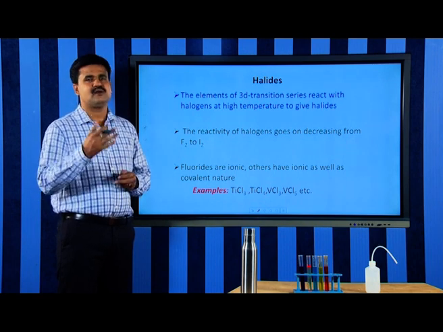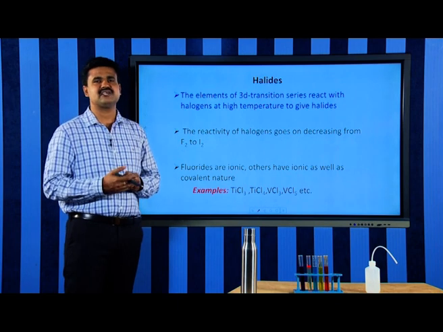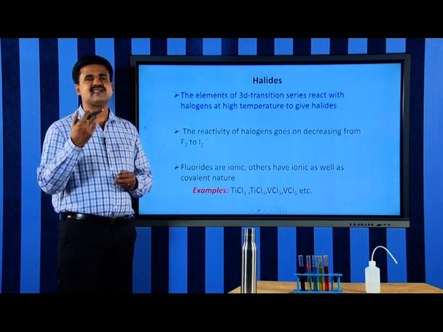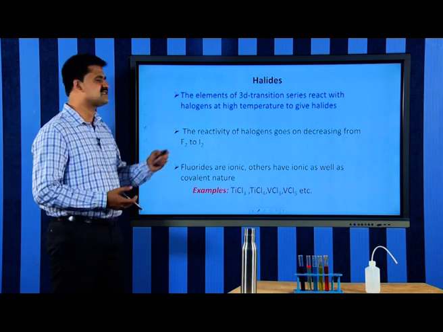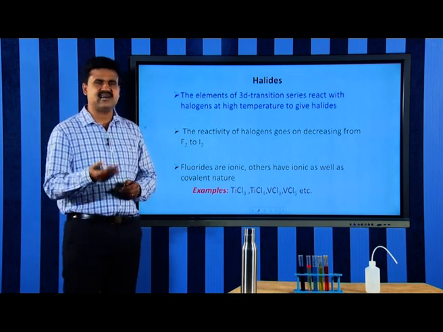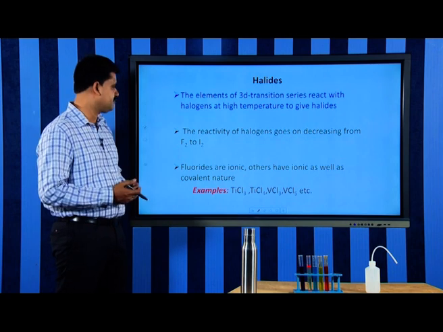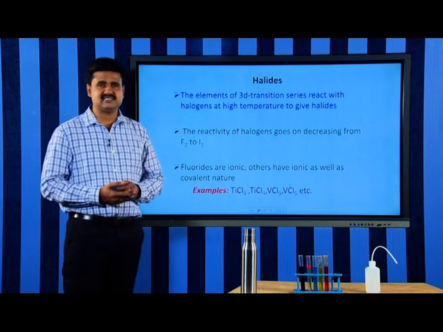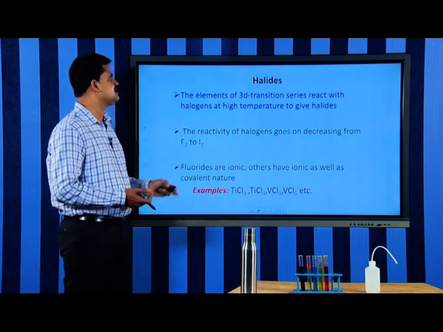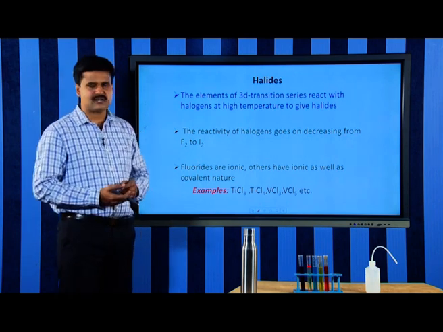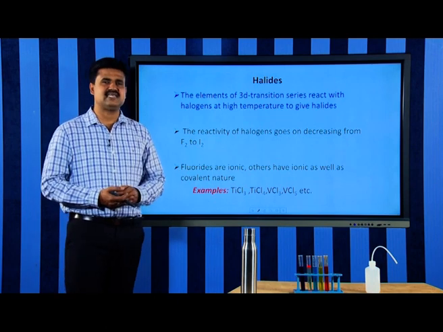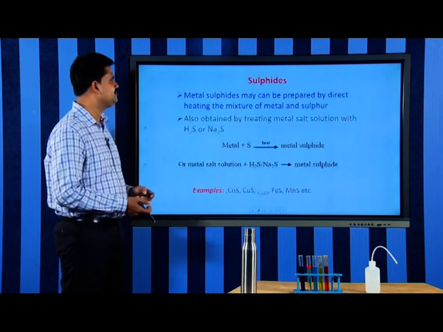That is, fluorine will immediately react with transition metal to form fluoride, but for iodine the rate of reactivity is comparatively very low. Owing to the very high electronegativity of fluorine, the reaction of fluorine with the transition metal will be very fast. Fluorides are ionic, whereas other halides like chlorides, bromides, etc. are covalent in nature. For instance, some halides are here: TiCl3, titanium trichloride, TiCl4, titanium tetrachloride, etc.